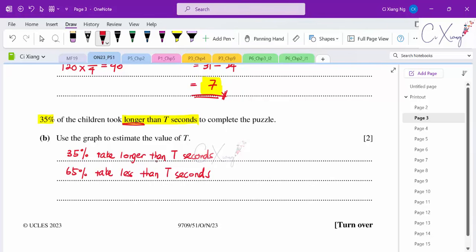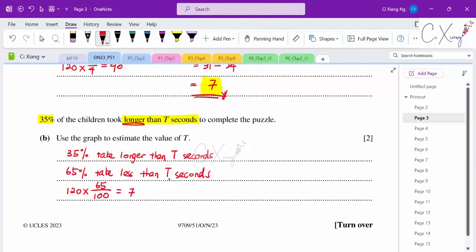Okay, so to estimate the value from the diagram, I have to use 65% instead of 35%, because a cumulative frequency graph always gives us information about less than. So we cannot estimate any longer than value. We can only estimate less than, right? So 65% take less than t seconds. So I have to take 120 multiplied by 65%.